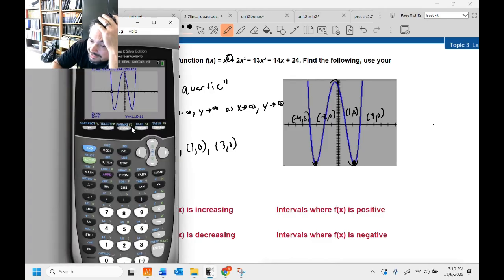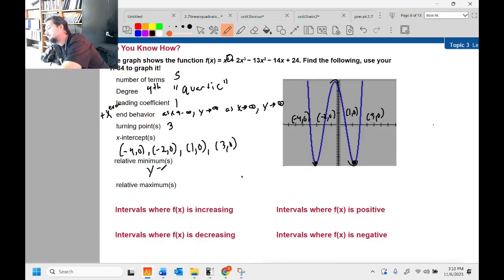Check this out. Second trace, go to minimum. It works kind of the same as that zero function. You get left of a minimum and press enter, get right of a minimum and press enter, and then press enter for a guess. And there she is. The only thing I actually want back is the y value. I don't want the x value. It's -25.